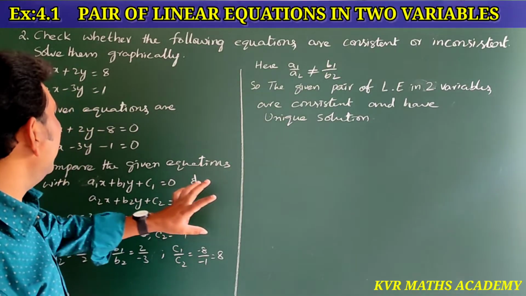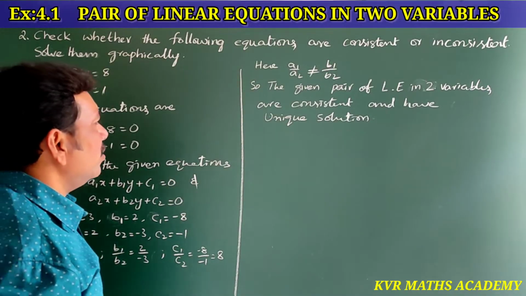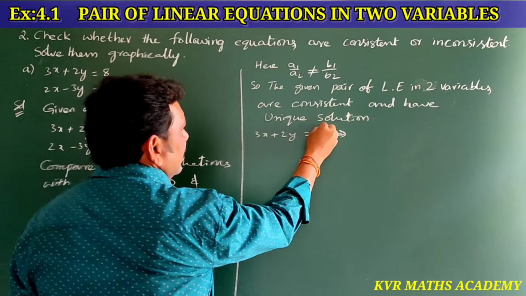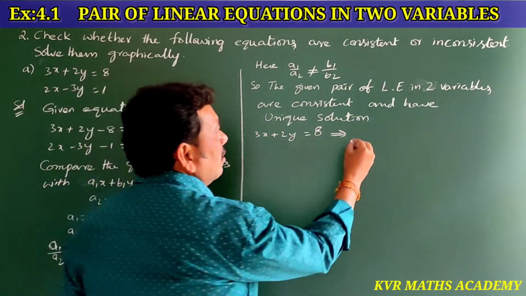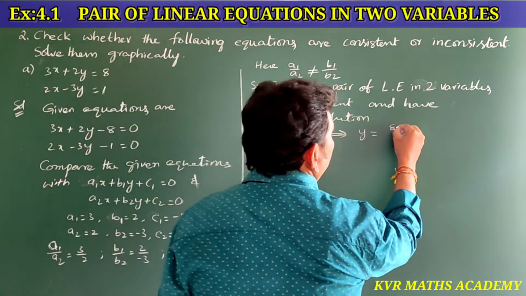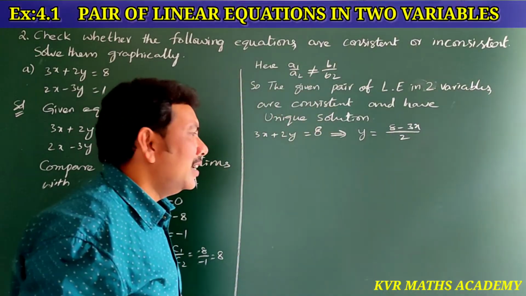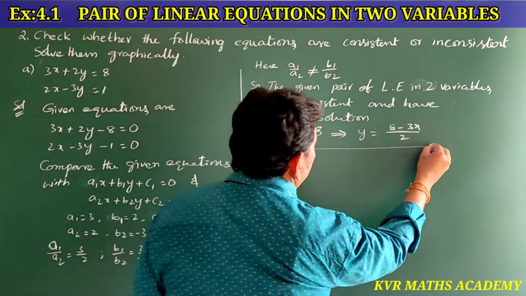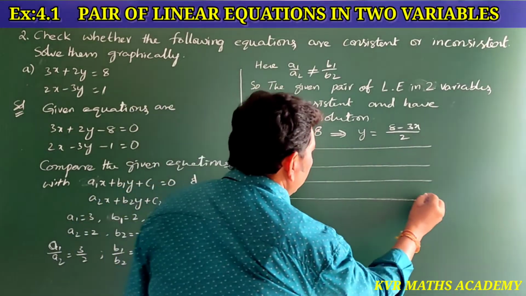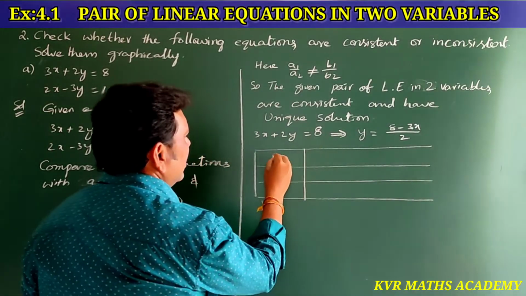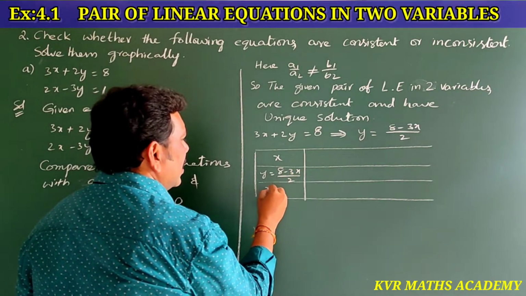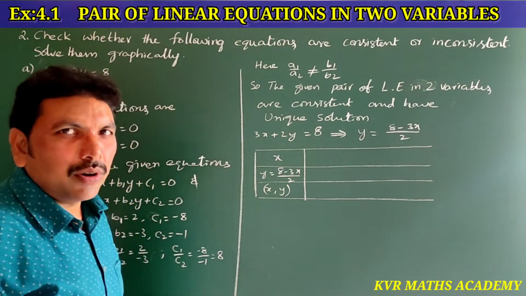First I am drawing the table. First 3x plus 2y is equal to 8 only. First take 3x plus 2y is equal to 8. That implies y is equal to 8 minus 3x by 2, isn't it? So take any three values for x. Yes, this is x, y is equal to 8 minus 3x by 2 and x comma y, x coordinate and y coordinate.